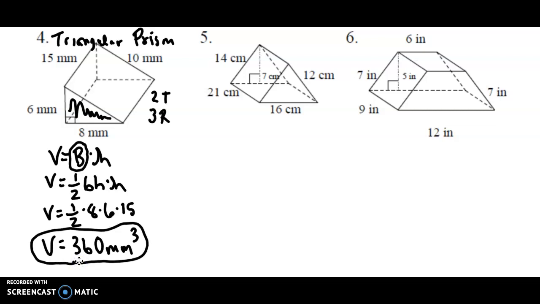Number 5. Again, I start off by counting my shapes. And I have 2 triangles. And I have 1, 2, 3 rectangles. This is a similar shape to the last one where I had 2 triangles and 3 rectangles. It too is a triangular prism.